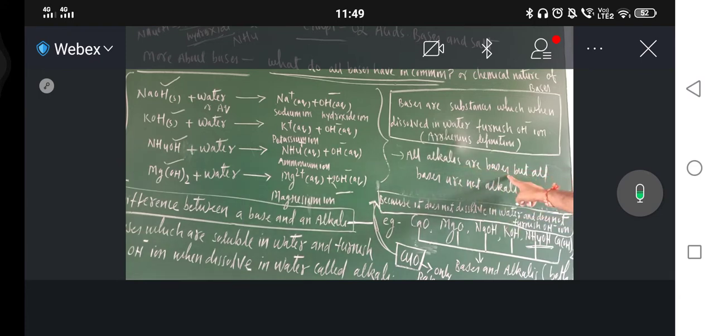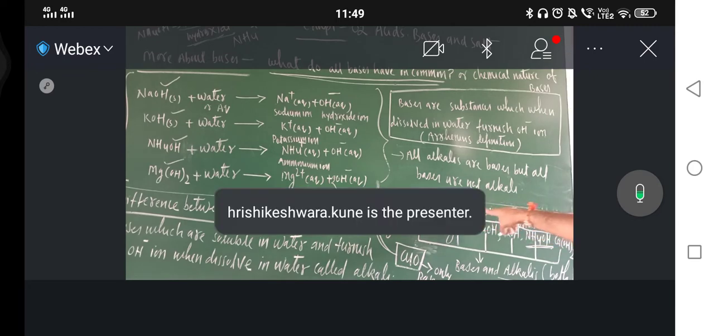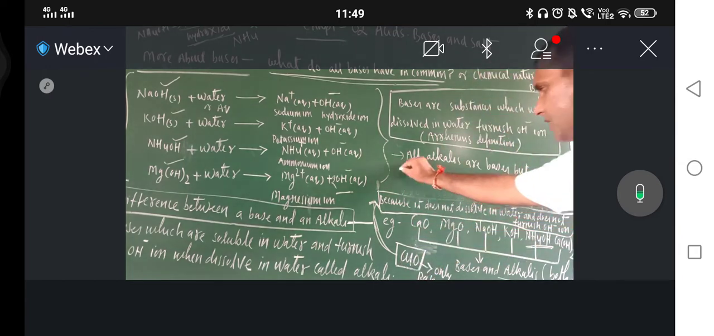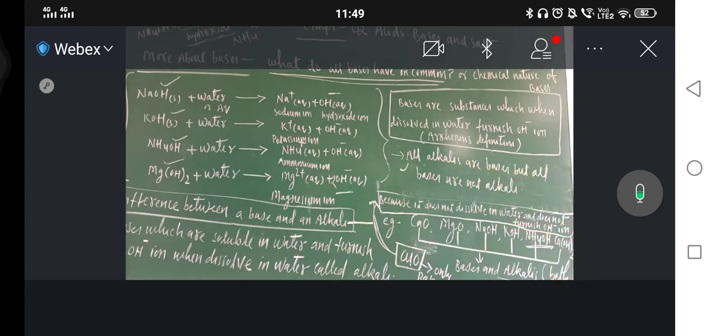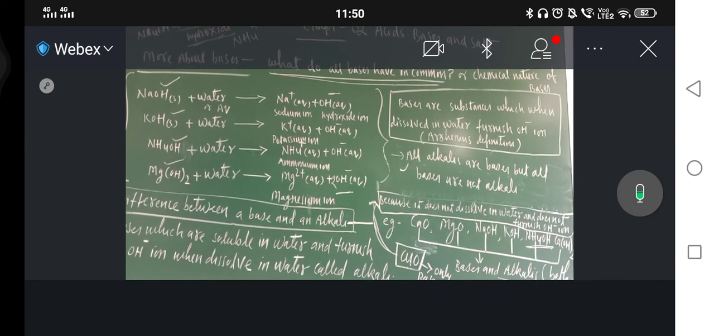All alkalis are bases. Just see, all of these are bases, and since all are soluble in water, they are called alkalis. But copper oxide is a base that does not dissolve in water, hence does not furnish OH negative ions. That is why it is only a base, not an alkali. I hope you agree with me. Please note down: all alkalis are bases, but all bases are not alkali. I hope you understand the meaning of this. To be alkali, what is the essential condition? First, they should be bases. What is the second one?